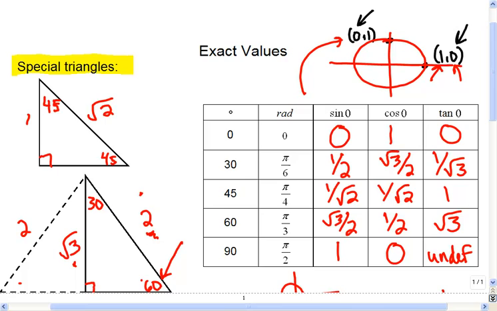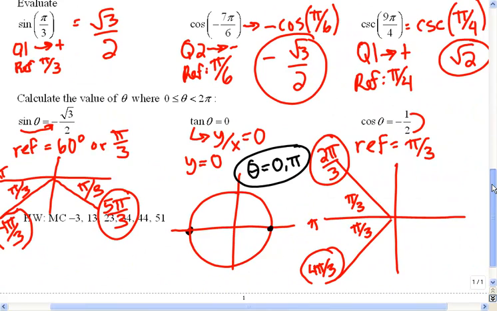Okay? So that's the end of exact values for us, but as I say, we're going to see this a lot and do lots of practice on it.